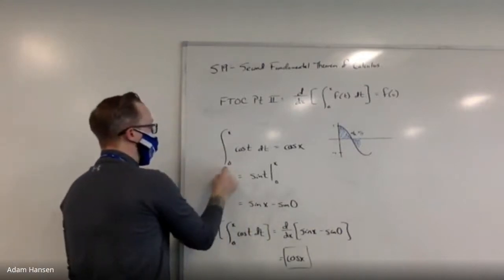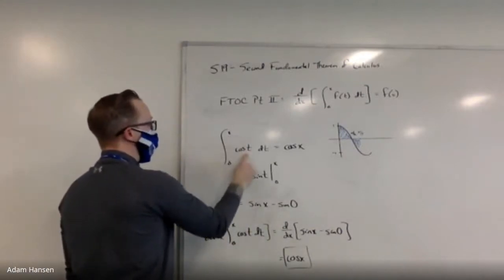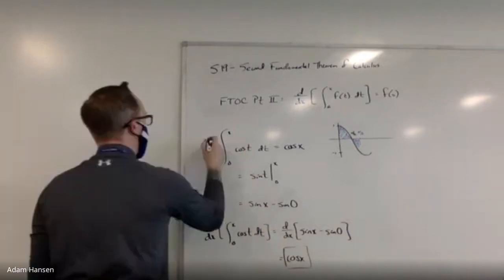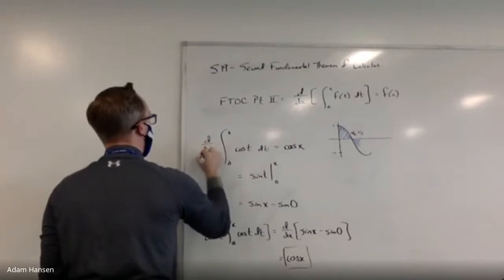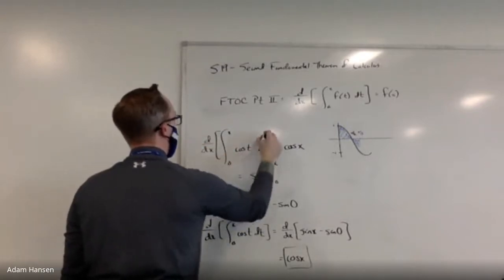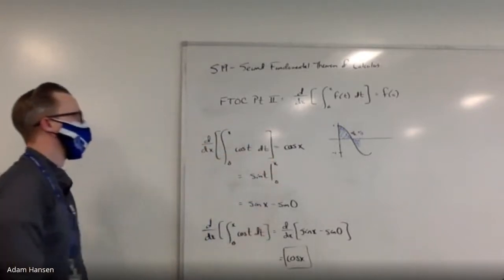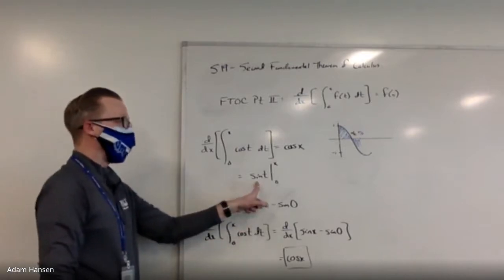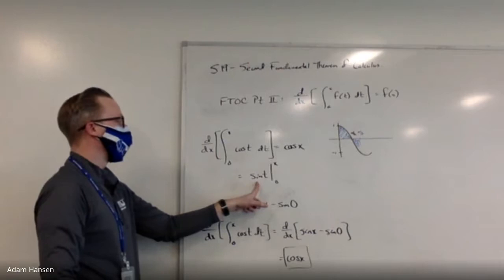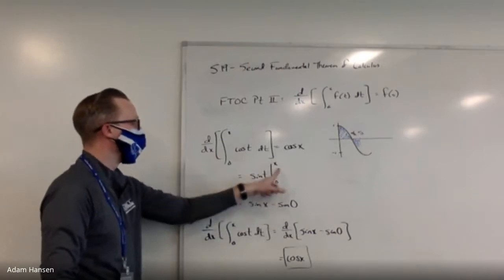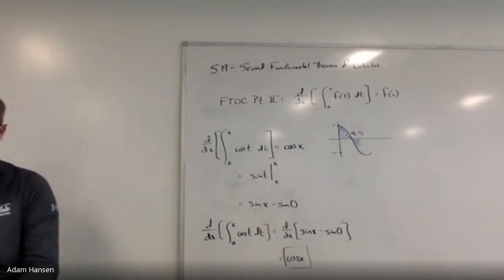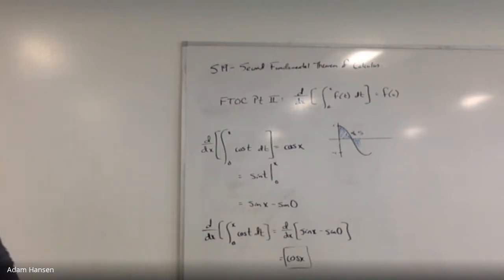The definite integral from 0 to x of cosine t dt. I take the derivative of that. It just cancels out. I evaluated the first part by using the first fundamental theorem of calculus as the definite integral of cosine t from 0 to x, sine x minus sine 0. That's the derivative of sine x minus sine 0, or just cosine x.